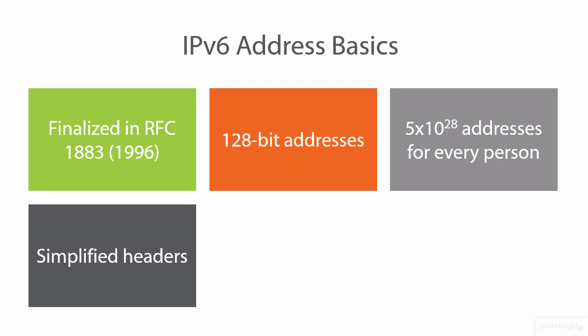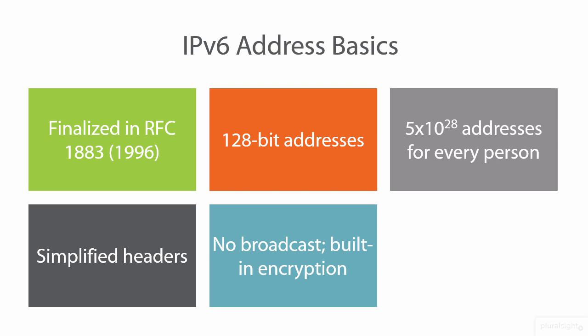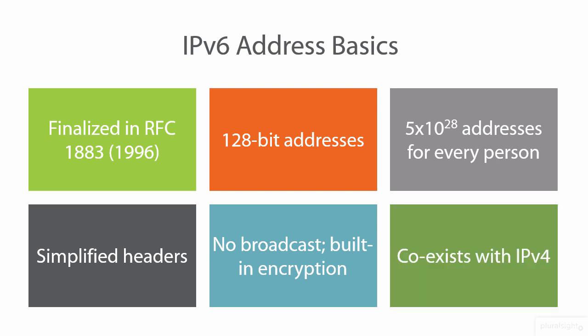Some other things that have been corrected in IPv6 that were problematic in IPv4 are that the header structure in IPv6 is a lot simpler. There's no broadcast with IPv6. v4 tends to be pretty chatty and tends to put a lot of network pressure on a network. You don't get that with IPv6. There's also built-in encryption, and most importantly, IPv6 is built to coexist with IPv4. I'll bet you use IPv6 every day and you don't even know it.